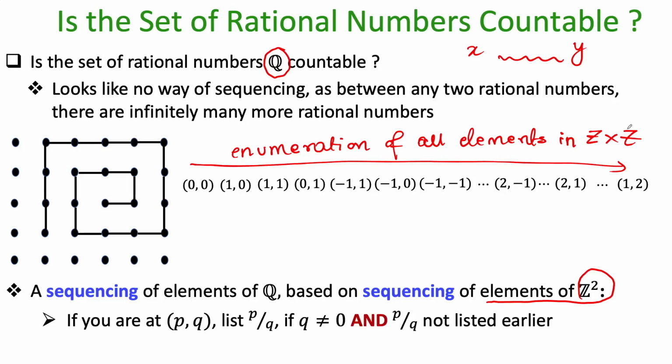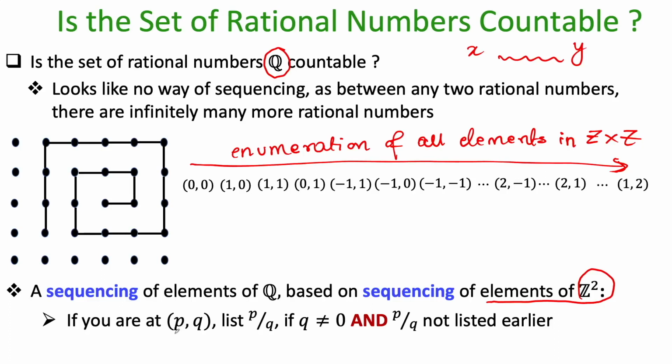if we consider any rational number, it will be of the form p over q, where p is some integer and q is some integer, and q will not be 0, right? So the idea is you follow the enumeration of all the elements in the set Z cross Z, namely this enumeration here, and based on this enumeration you come up with an enumeration of the elements in the set of rational numbers as follows.